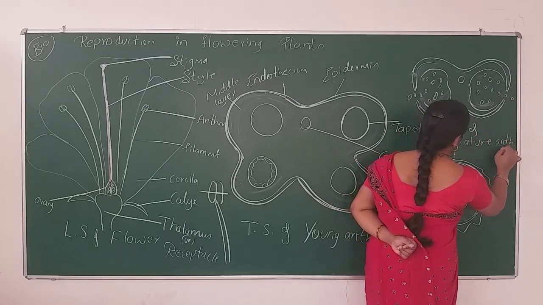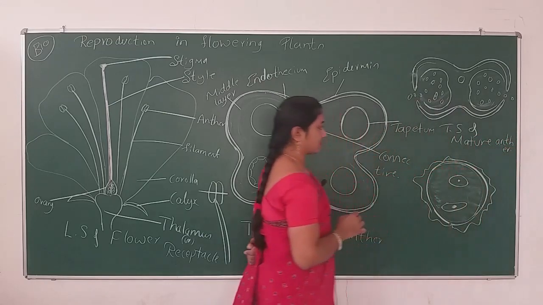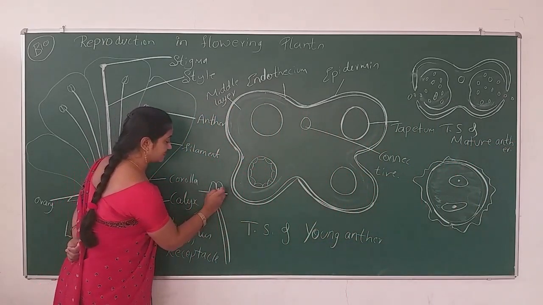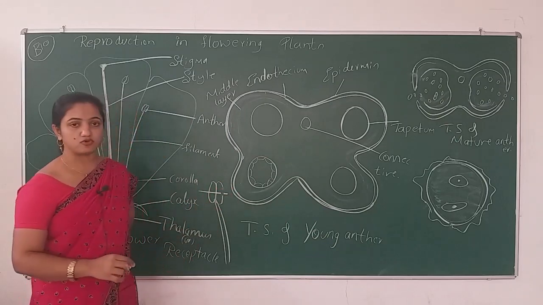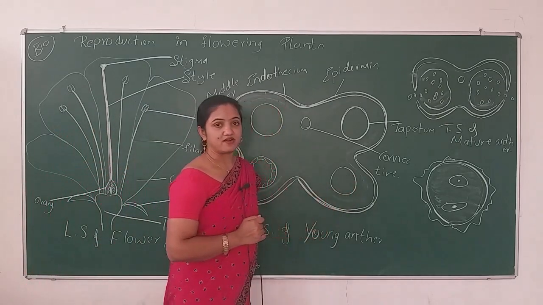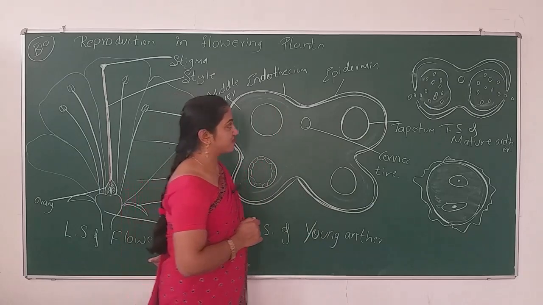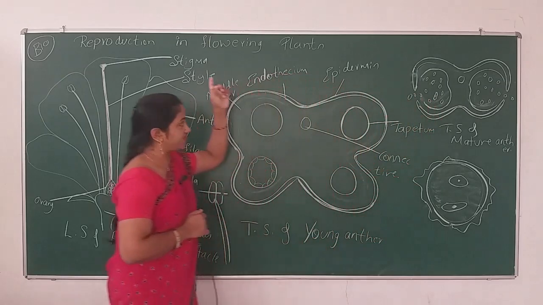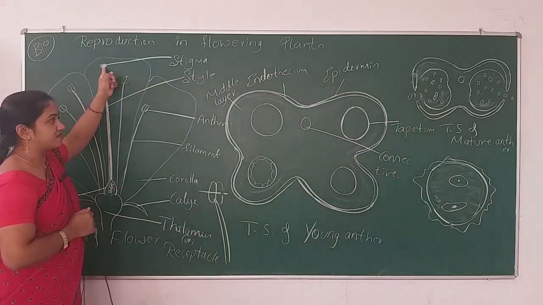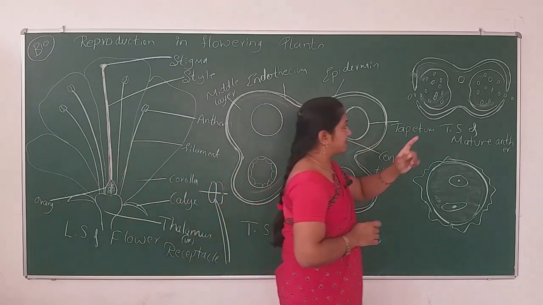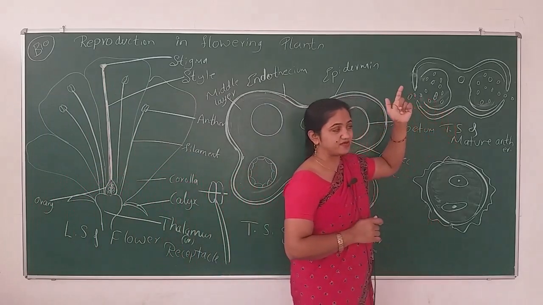TS of mature anther, where the line of dehiscence gets open so that all the pollen grains come out from the anther. Why will they come out from the anther? Only to pollinate, only to sit on the stigma of the flower of the same species, of the same flower or a different plant of the same species.